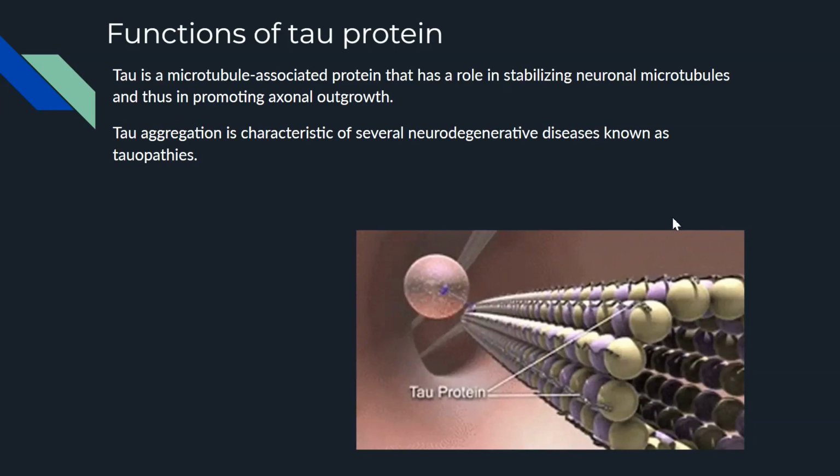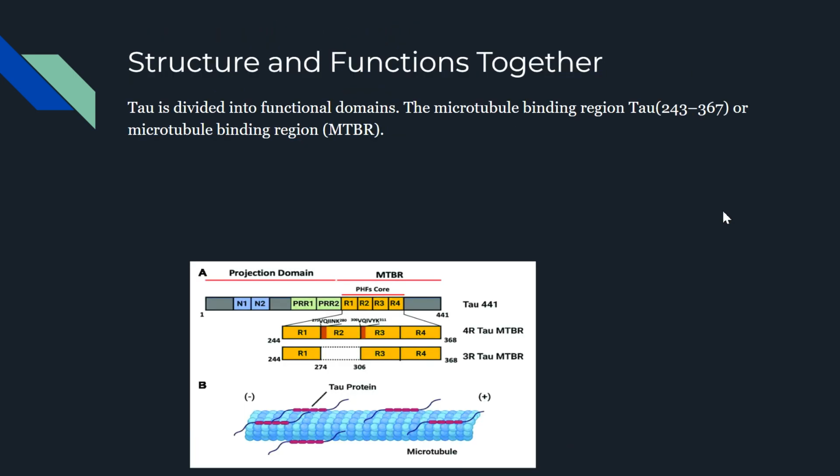So the functions of the tau protein, it has one major function, and that major function is to stabilize microtubules, which are found in the neurons in the brain. As you can see, the tau aggregation is a characteristic of several neurodegenerative diseases known as tauopathies. These include dementia, Alzheimer's, like I said before, chronic traumatic encephalopathy, also known as CTE. And we'll talk a little more about how that happens.